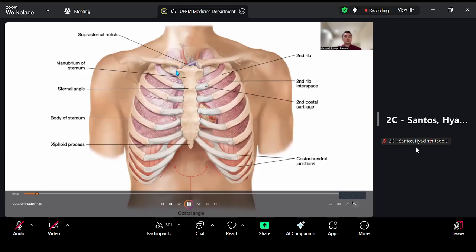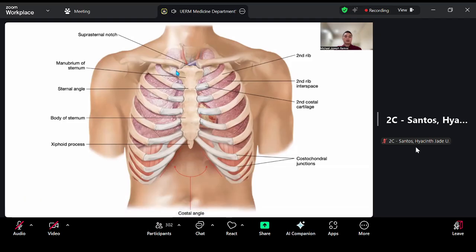And these landmarks correlate with certain locations of specific visceral structures. Like, for example, the sternal angle of Louis. This correlates with the bifurcation of your trachea into the right and left main bronchi. It is also at this angle that the costal cartilage of the second rib is attached. So the other landmarks to take note of in this slide are your suprasternal notch, the xiphoid process, and the costal angle.